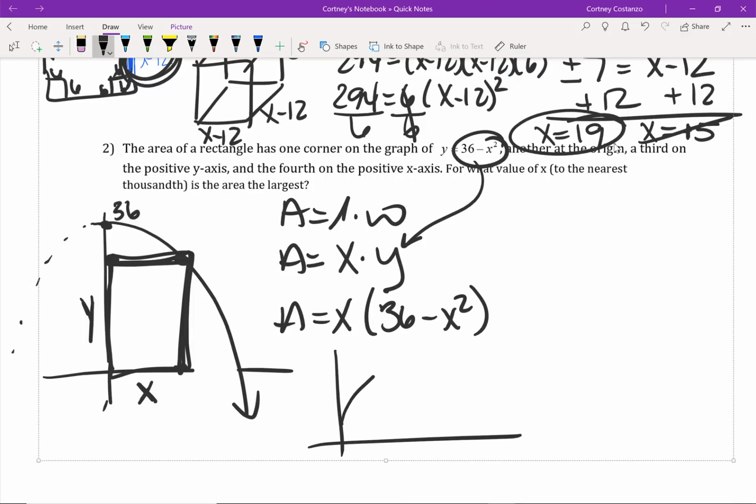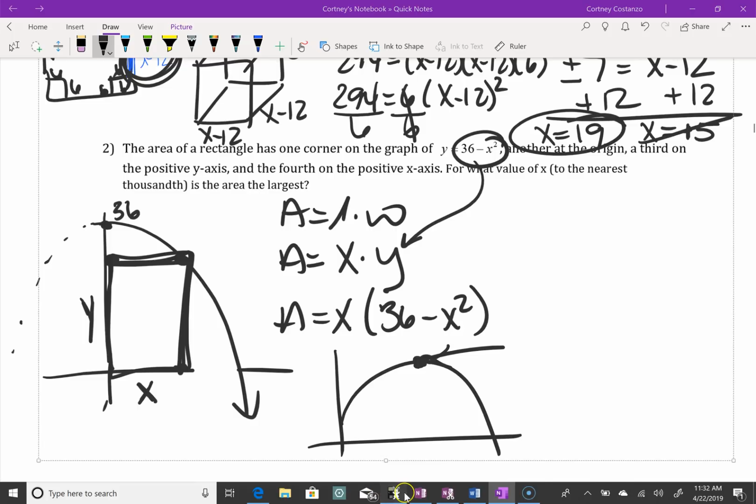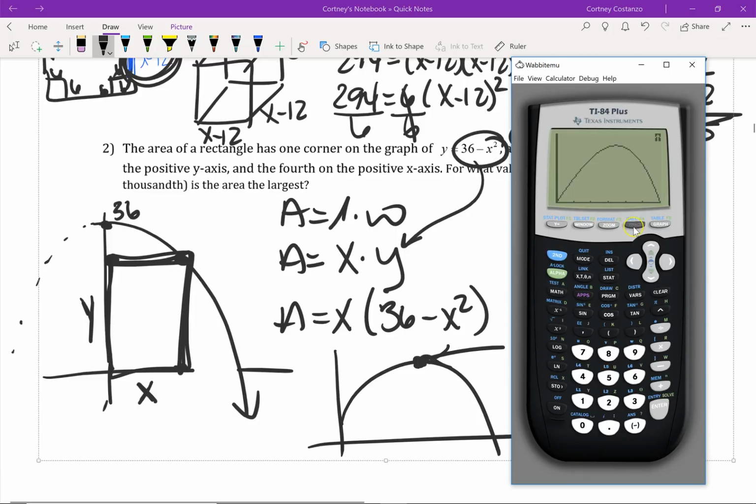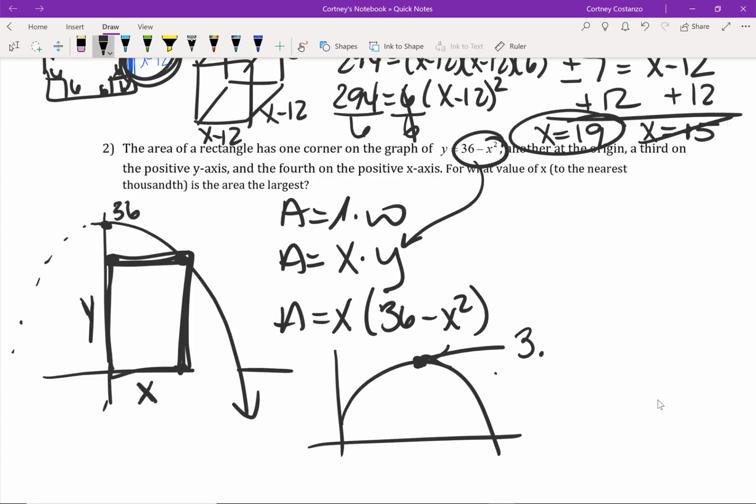In my calculator, I am doing second trace, maximum, and I'm going to find that value. So let me get my cursor back, wherever that is. There it is. So second trace, option 4, maximum. I want a left bound, and then I need my right bound, and then I need somewhere in the middle, enter. Round to the nearest thousandth, so it looks like 3.464 is going to be my answer.